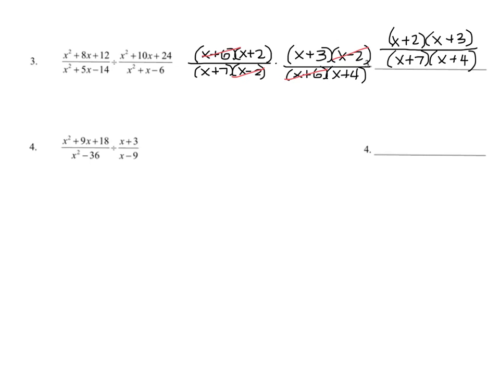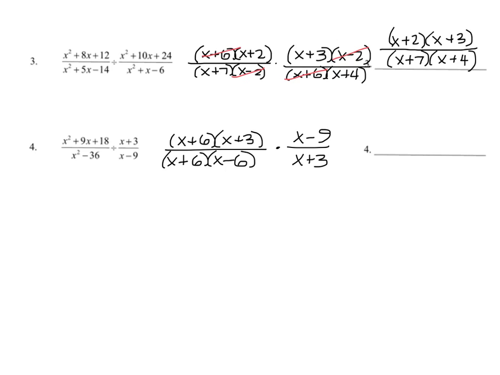Same thing here. I'm going to factor the numerator and denominators. This is going to be x plus 6, x plus 3. This is the difference of squares, x plus 6, x minus 6. I'm going to flip and multiply by the x minus 9 over x plus 3. I'm now going to cancel out common factors of x plus 6 and x plus 3. Leaving me x minus 9 over x minus 6.